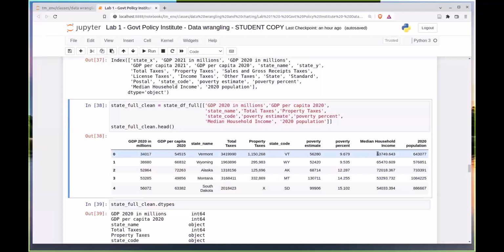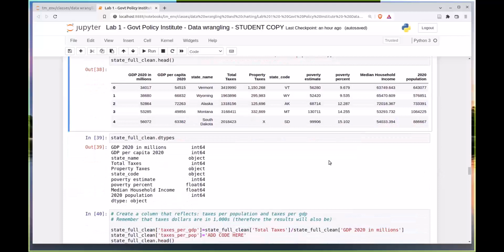Median household income is the number as it is, so 63,000 is the median household income. Population is the number itself, so it's 643,000. GDP per capita is the number itself, so it is 54,000 per living person in each state. Where's the state name? Oh, the state name is here. There's also an additional index here. Okay, so all that looks good. You can get the data type for the whole data frame with this command, dtypes.